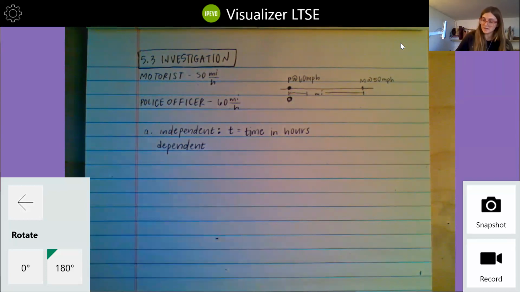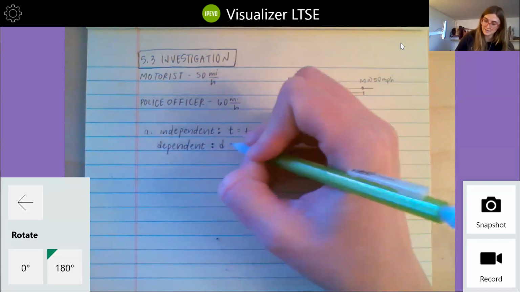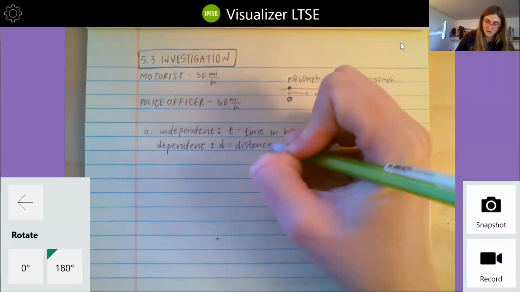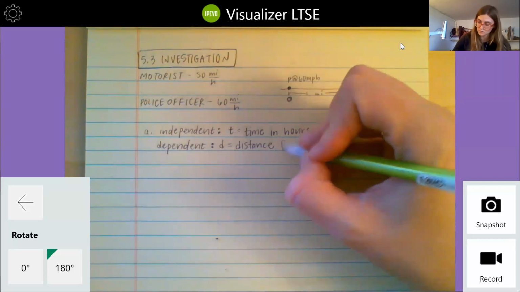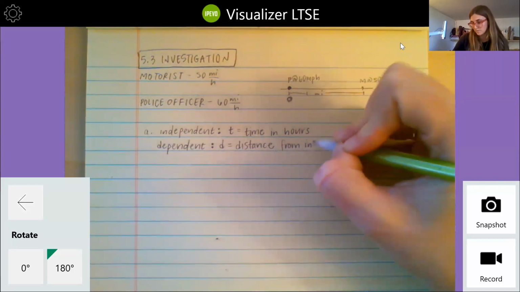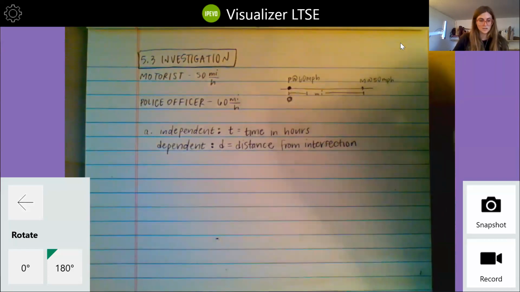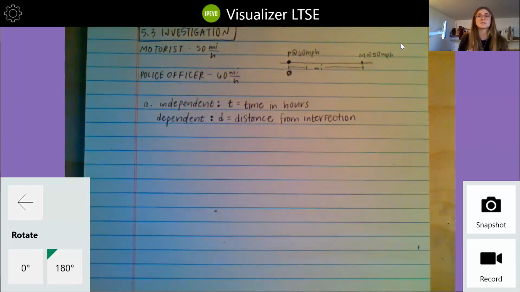And then d is going to be our dependent variable. And d is going to represent the distance each car is from the intersection, the distance from intersection. Now what we want to do is set up a system of equations. Again, that just means a couple of different equations that will model this situation.